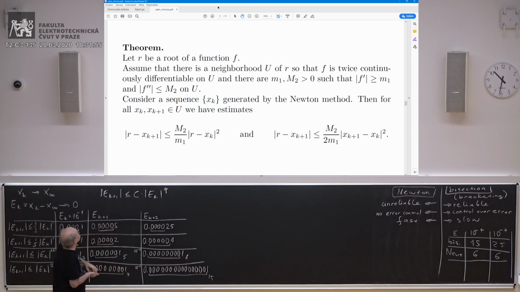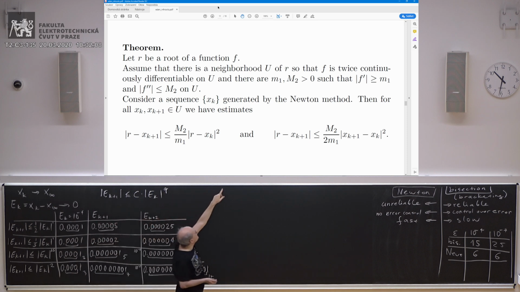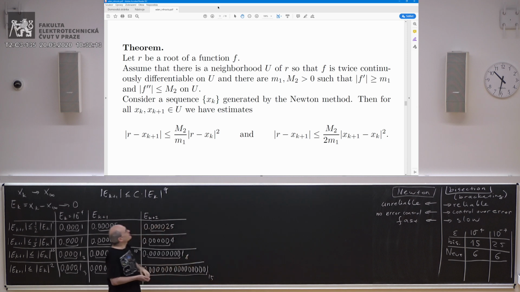What are the assumptions? We need a function which is twice continuously differentiable on some neighborhood of the root. That's the sufficient smoothness. We need two derivatives to play with. Then there should be some constants. What are they doing? The first constant, m1, is pushing the first derivative away from 0. Now, we already saw this assumption. And we know that this assumption is exactly related to the multiplicity of the root. If the root is simple, then this m1 will exist. If the root is not simple, we are out of luck. So this is the connection with the multiplicity of the root.